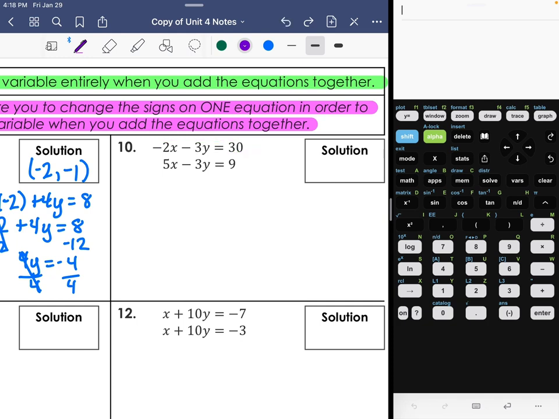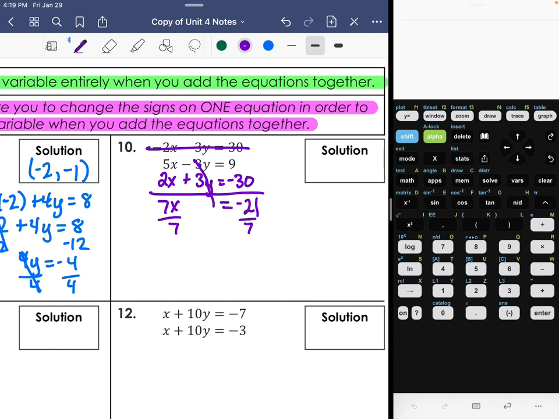So I have a negative 2. I'm going to change that to a positive 2. I have a negative 3. I'm going to change that to a positive 3. And then I have a positive 30. I have to change that to a negative 30. And then I'm going to cross that out because I'm not going to use it anymore. So 5 plus 2 is 7x. Negative 3 plus 3 means I eliminate my y's. And 9 minus 30 gives me negative 21.